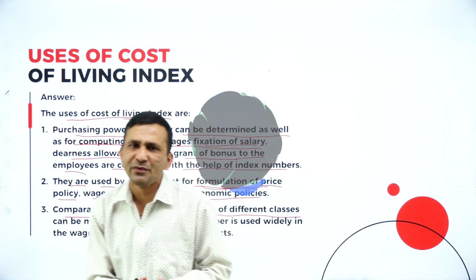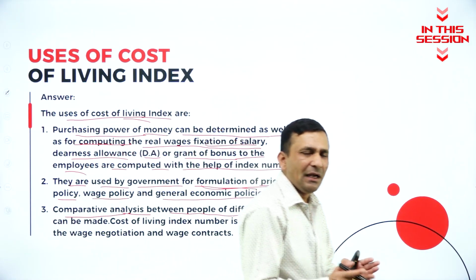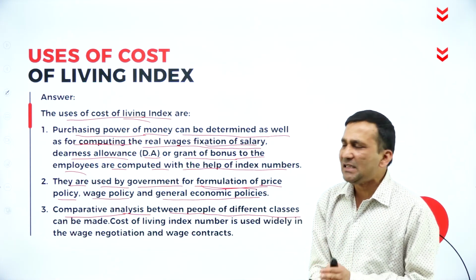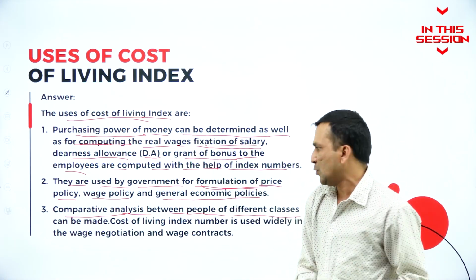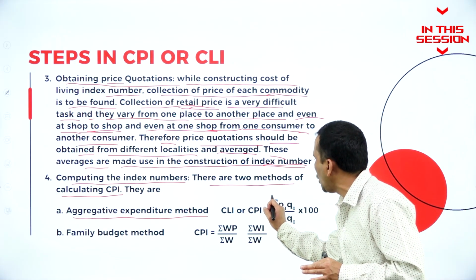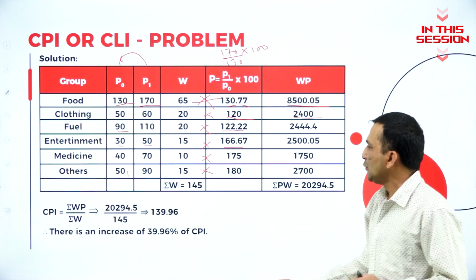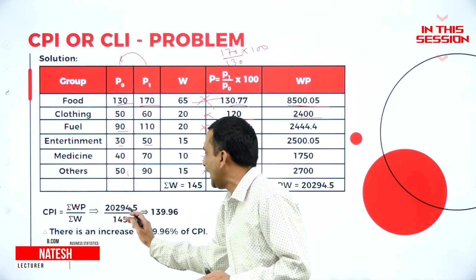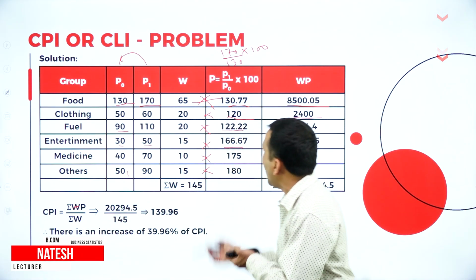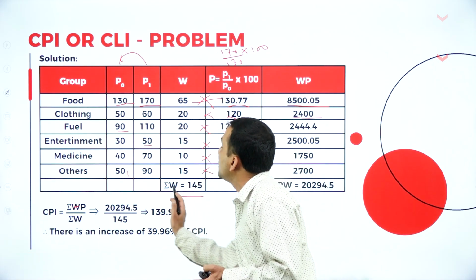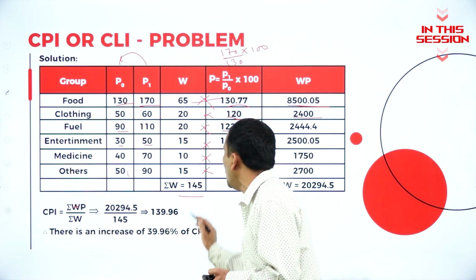Under social class, we are identifying high level, middle level, low level. So at the time of comparison analysis, the index number is very useful. In the aggregated expenditure method, we are always depending on the Laplace formula. If you take the total according to the formula sigma WP, we got the value 20,294.5 divided by the weight given in the question. Directly we can take this total, which is nothing but sigma W, 145.